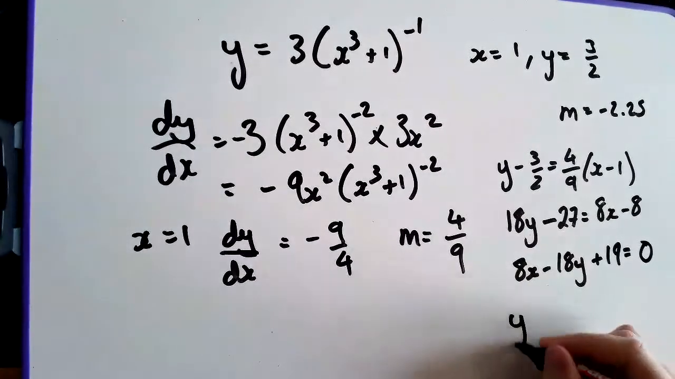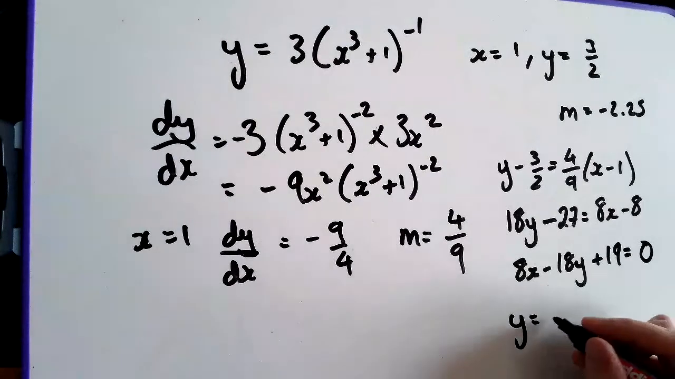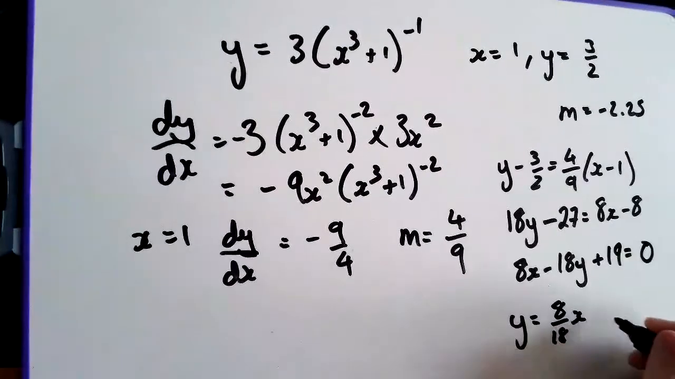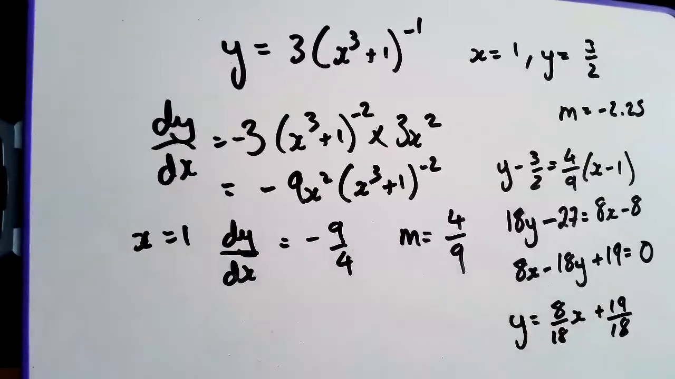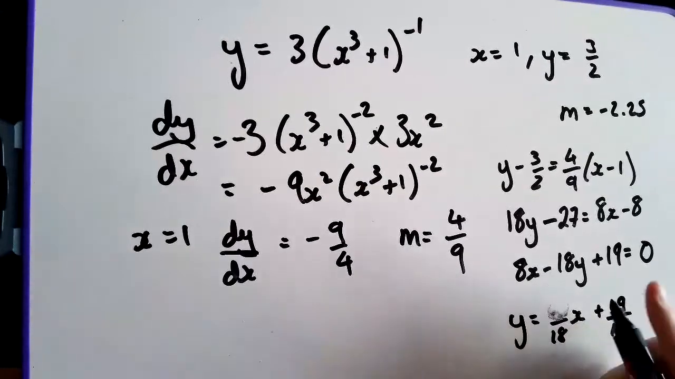Or rearrange to get y equals. So y would equal 8 over 18x plus 19 over 18. And that would simplify to give us 4 over 9.